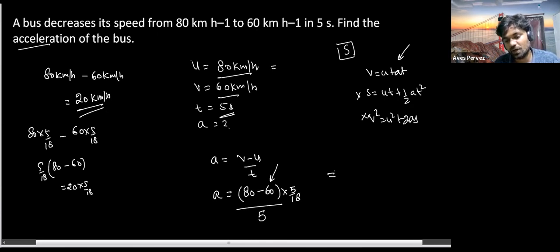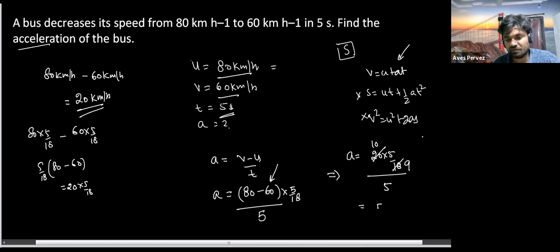Simply write a is equal to 20 into 5 by 18, upon 5. You know that this is 20 into 5 by 18, because you are converting kilometer per hour into meter per second, that is 5 by 18. So you have to multiply. This will be 100, or you can divide it this way: divide by 9, and you get 10. So you will get 10 into 5, which is 50.